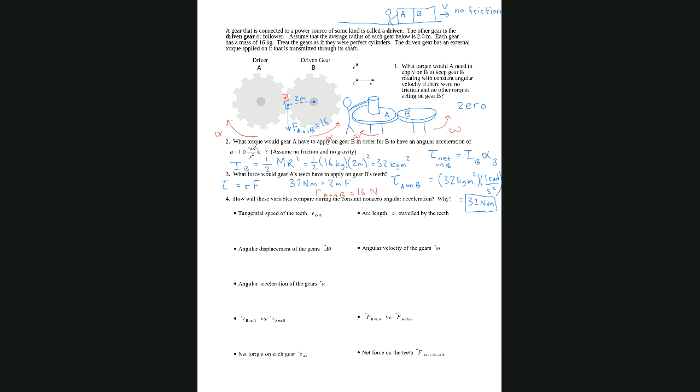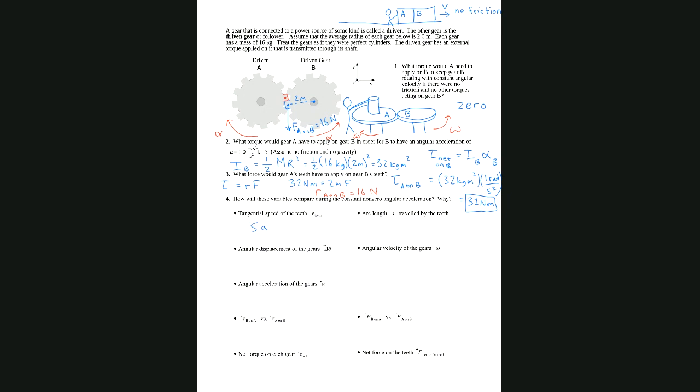Okay, great. Now let's look at a couple other variables here. The tangential speed of the teeth. In order for the gears to mesh together and lock teeth together, notice that the teeth are the same size. They have to be traveling at the same speed in order to achieve a nice flow of the gears. So these are going to be the same.